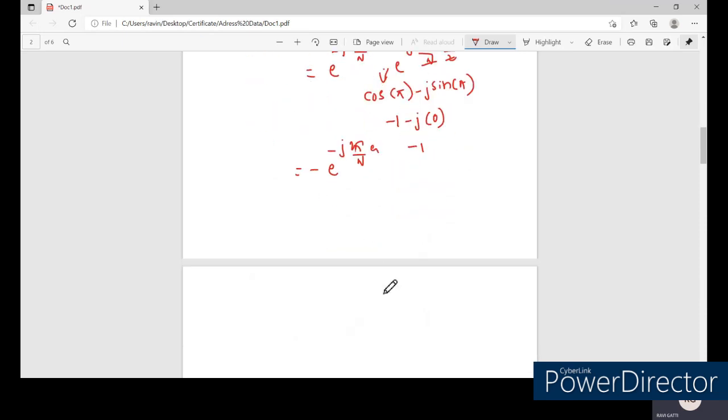Now what is this? It is nothing but omega n to the power of a, and you have a minus. Therefore the LHS, which was omega n to the power of a plus n by 2, is nothing but minus omega n to the power of a. So this we call the symmetric property of the Twiddle factor. Okay, thank you.